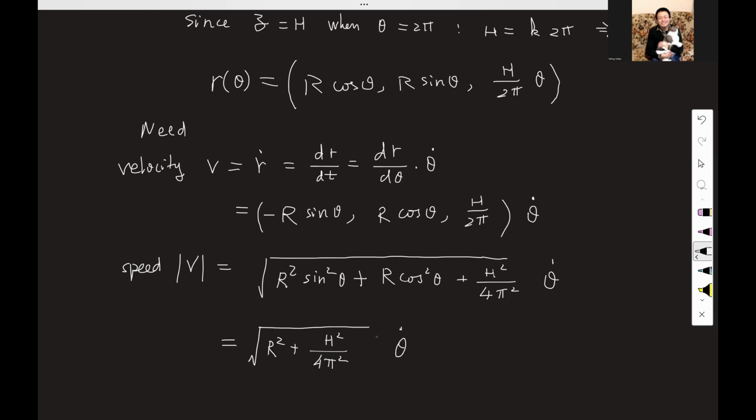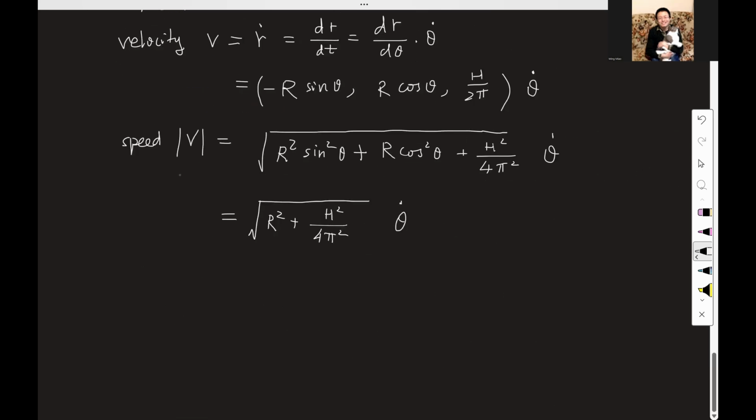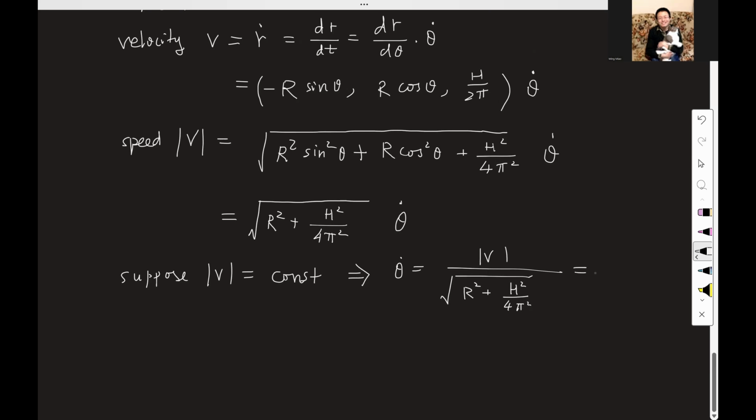Here is an interesting observation. Suppose that the speed is constant. Right now, we don't know what the speed is. We wish to calculate that in part A, but let's just suppose it is a constant. We would have theta dot being a constant as well, because theta dot can be rearranged into the length of v over the square root of r squared plus h squared over 4 pi squared. The denominator is also a constant, so therefore this is a constant. Theta dot is a constant in our scenario.